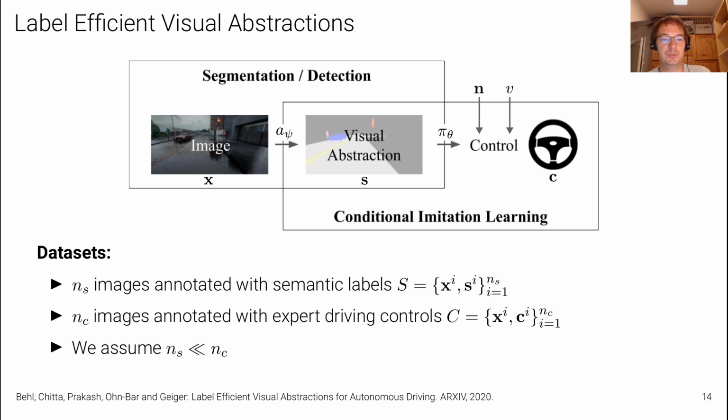We use two datasets for training this model. We have N_S images annotated with semantic labels, so we have pairs of X and S. And we have N_C images annotated with expert driving controls, so these are pairs of X and C. What's important to note here is that we assume that the number of images annotated with semantic labels is much smaller than the number of images annotated with expert driving controls, as a larger number of images annotated with expert driving controls is easy to obtain by simply recording driving sequences and also recording the steering wheel and the gas pedal.